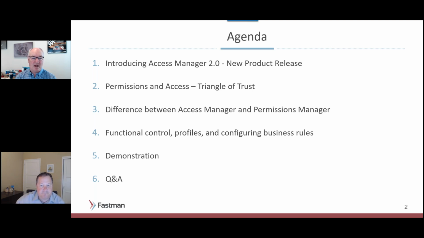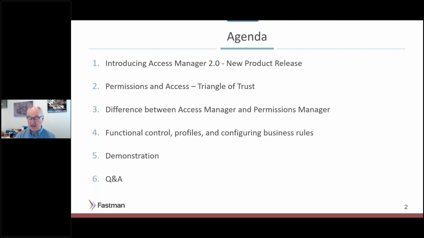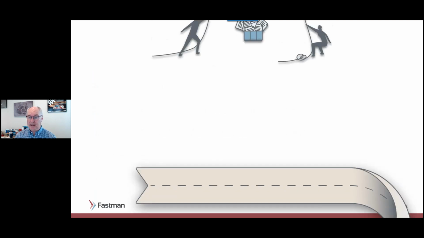I'm going to keep my piece fairly brief so that you don't get distracted, but I'm going to set the scene, as Brian said, do a little bit of introduction, and talk about what we call our triangle of trust. And just to clarify, what's the difference between Access Manager and Permissions Manager? Because they're 2 different products, but they work closely together. So let's talk about that in a little more detail.